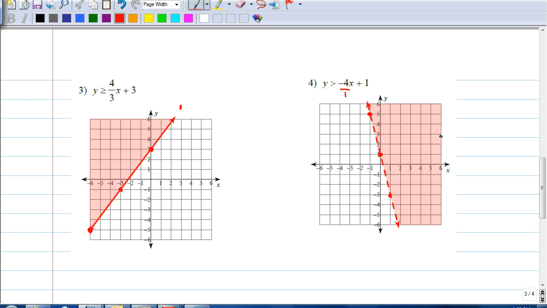So hopefully you can see how easy this is when we need to graph inequalities when they're in slope-intercept form. In the next video, we'll be learning how to graph them when they're in standard form. So good luck on that first part of your assignment.